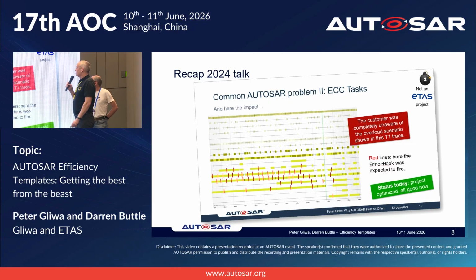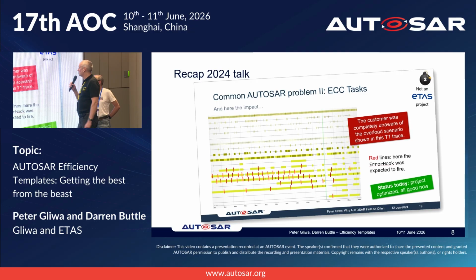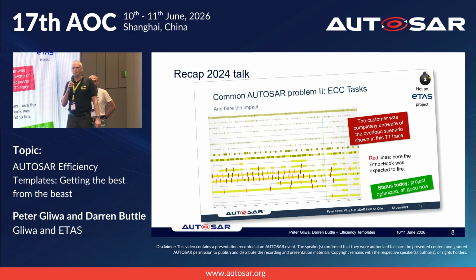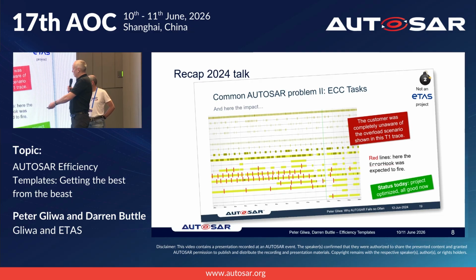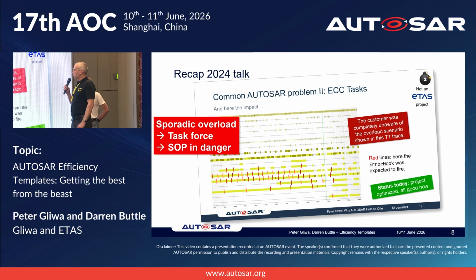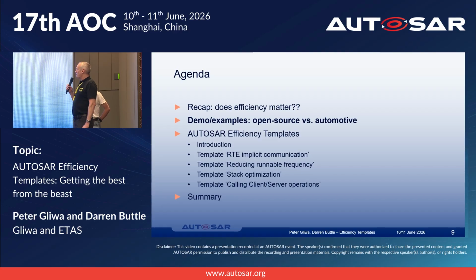There are also not just efficiency problems, but also safety problems, reliability problems, like you can see here. This was related to ECC tasks and the pitfalls which are related to that. You see a lot of failed task activations here. And the customer wasn't even aware that this is going on in the software. Sporadic overload, task force, SOP in danger. So that was the background of this. Okay, that was about the recap.